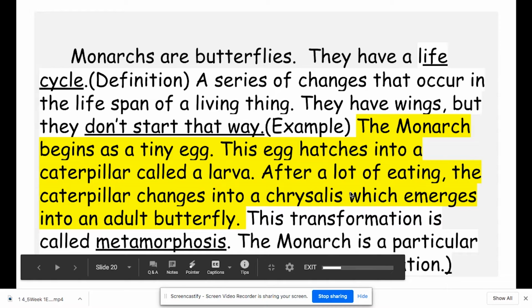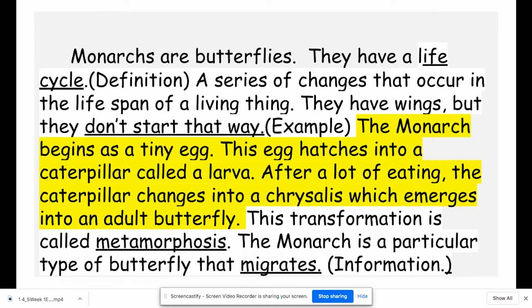The monarch begins as a tiny egg. This egg hatches into a caterpillar called a larva. After a lot of eating, the caterpillar changes into a chrysalis, which emerges into an adult butterfly. Now, you know you could add a lot more detail than that, but that's kind of a good beginning.